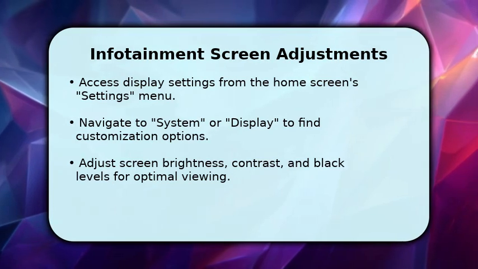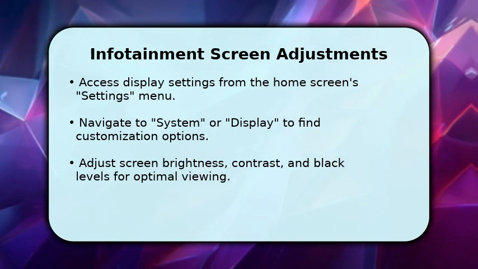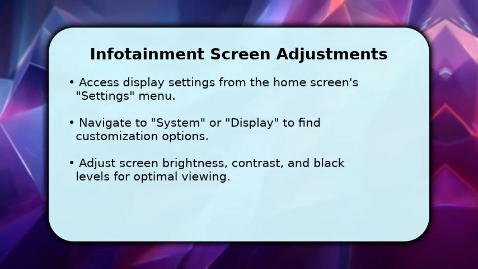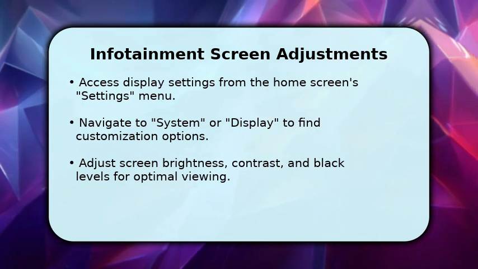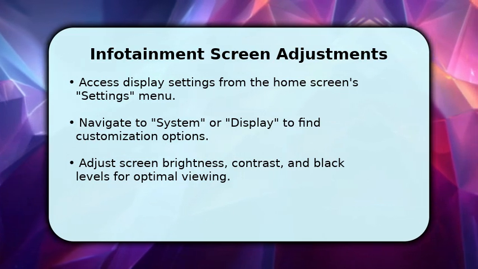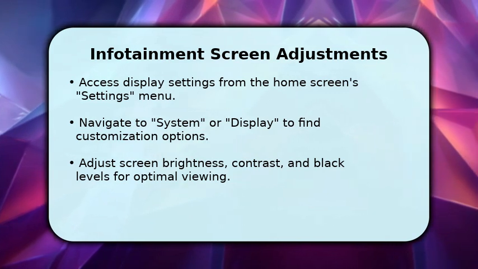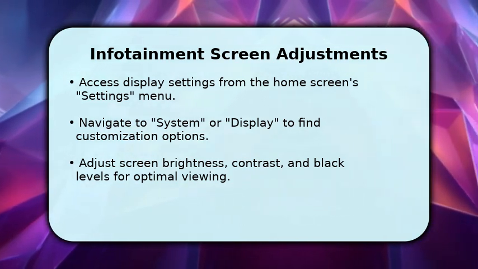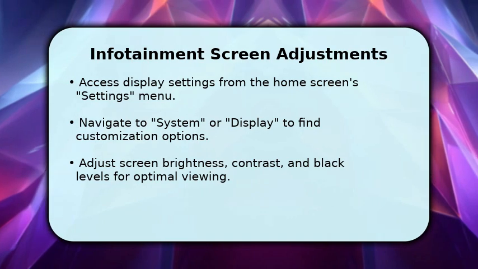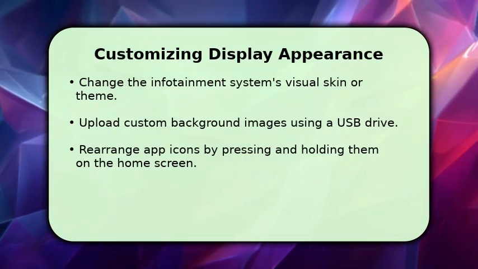Let's start with your central infotainment screen. From the home screen, tap Settings, then navigate to System or Display to find your main customization options. Here, you can easily adjust the screen's brightness, contrast, and black levels to suit your preference. You can also switch between day and night display modes for comfortable viewing in any lighting condition, ensuring clarity at all times.